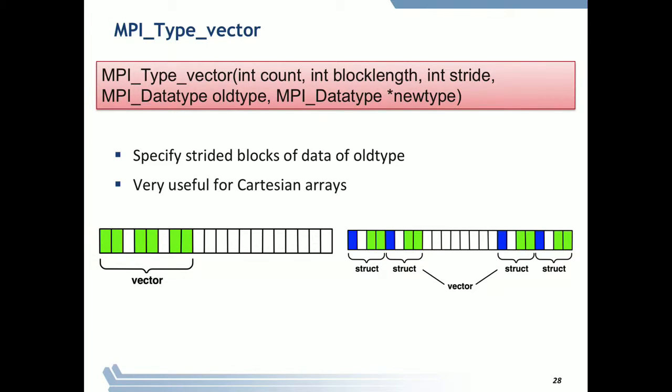A common example, as I said, is a column of a row major array. Or suppose you had a 3D array and you had to send some part of it. That would have some kind of a regular stride in there. That's an example.